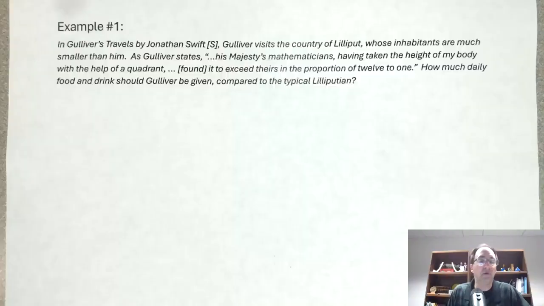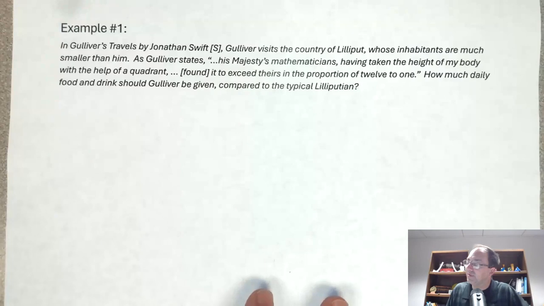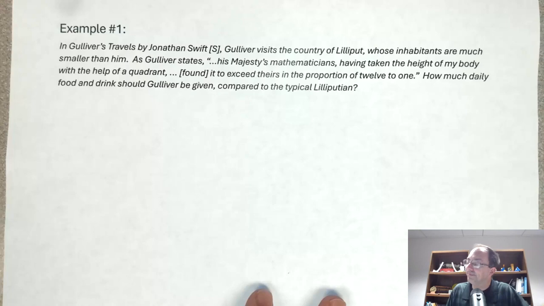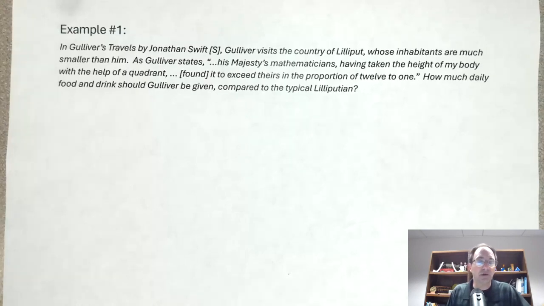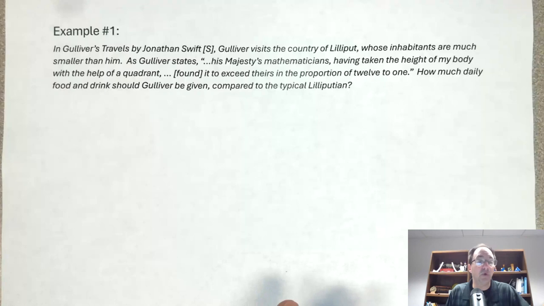What makes Lilliput interesting is that it's a land of people who are a lot smaller than Gulliver. And so that leads to the question of how they're going to feed him. Here's what it says in the book. His Majesty's mathematicians, having taken the height of my body with the help of a quadrant, found it to exceed theirs in the proportion of 12 to 1. So the question is, if the Lilliputians want to feed him enough food and drink, how much more should they give him compared to what they normally would eat and drink?